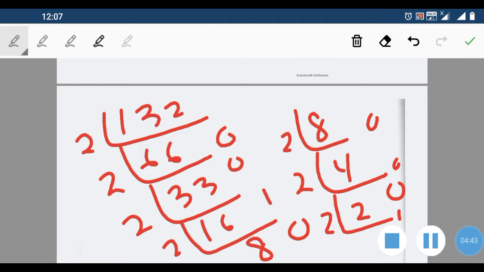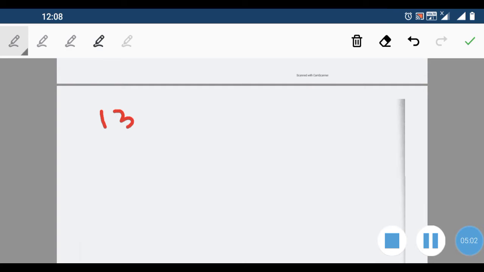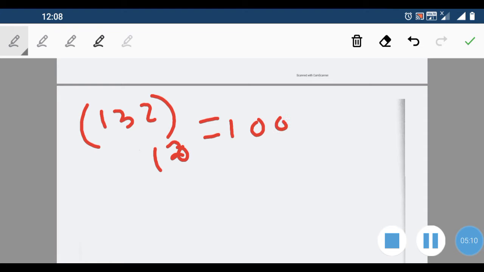So the total value is 10000100, അതായത് 1 കഴിഞ്ഞ് 3 zeros, then again 1 and 2 zeros. So we have expressed this exponent part also in the binary form. For 132, this is the exponent part, and its corresponding binary is 10000100. This is the binary equivalent of the exponent part.